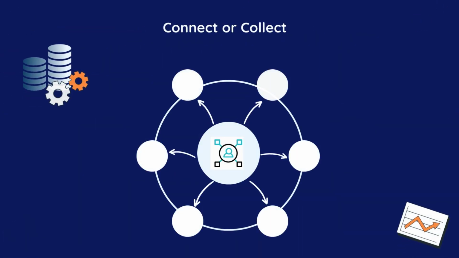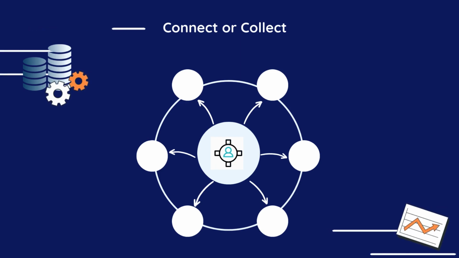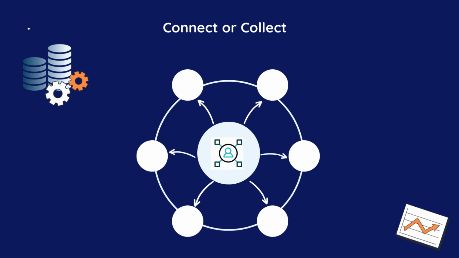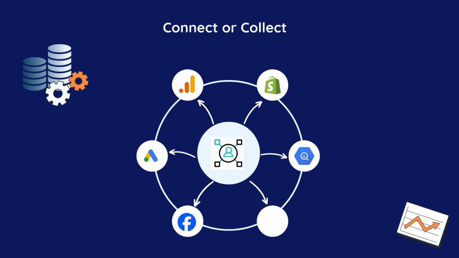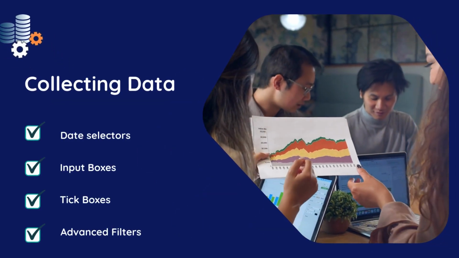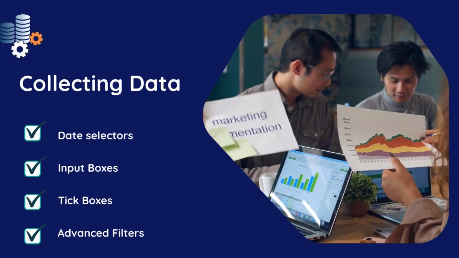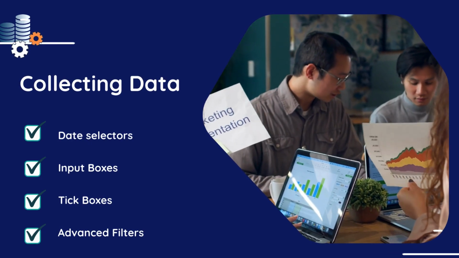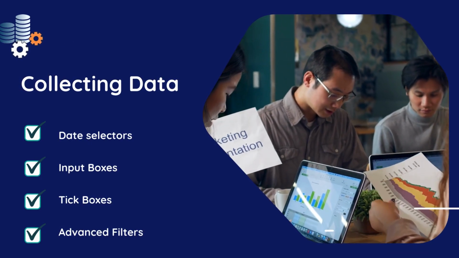To establish data connections, Looker Studio provides both paid and free connectors, including Google, Partner, and Community connectors. Google connectors seamlessly link to Google Analytics and Google Ads, while Partner connectors, such as Facebook and Shopify, enhance connectivity. Community partners like BigQuery and API further extend integration possibilities. When collecting data, Looker Studio offers versatile controls like date selectors, input boxes, tick boxes, and advanced filters.